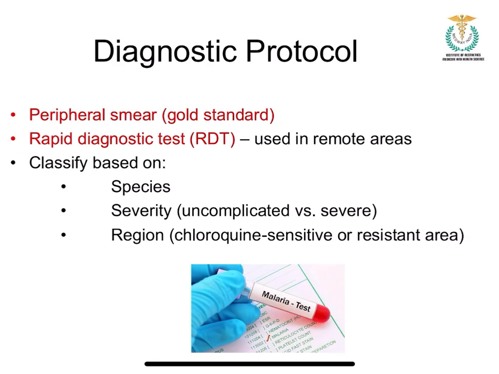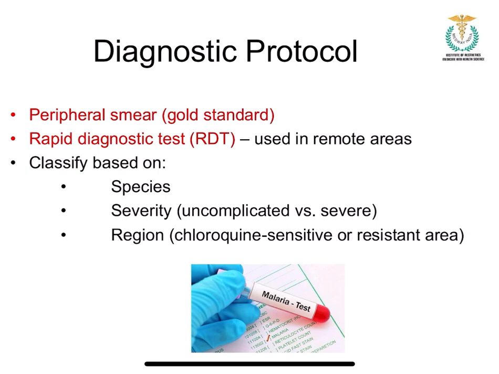So, diagnostic protocol: how will you diagnose that this particular child has malaria? If a child comes to you with fever and other symptoms, what are the symptoms of malaria? The child has fever, he may be lethargic. In complicated malaria, there may be bleeding manifestations, there may be seizures. But normally, if the child has uncomplicated malaria, they normally present with just fever and a lot of lethargy. Sometimes there may be icterus as well, right?